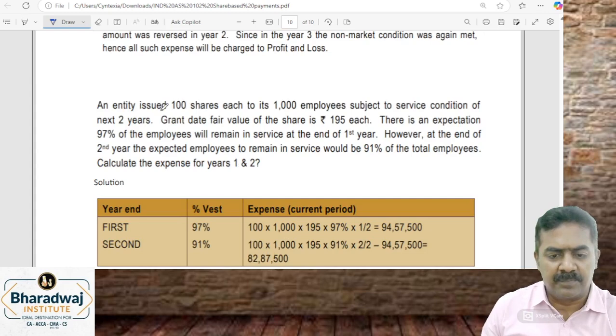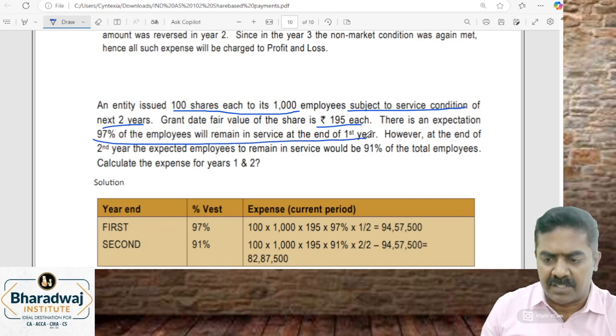You can go through. An entity issued 100 shares to the 1,000 employees subject to service condition of how much? Next 2 years. On the grant date, what is the fair value? 195. 95% of the employee will remain in service at the end of first year. கொடுத்திருக்காங்க. அதான் கொடுத்திருப்பாங்க. 1,000 100 into 1,000 into 195 into எவ்வளோ percentage? 97% into half expense for the first year.